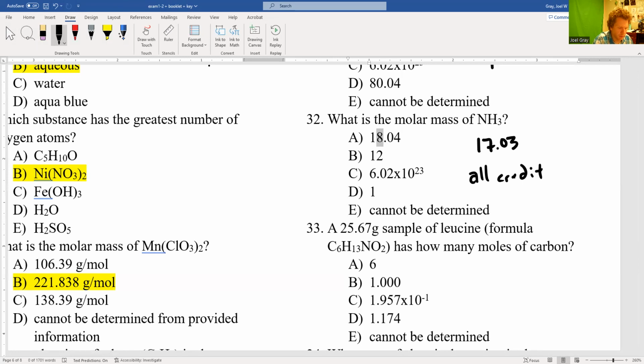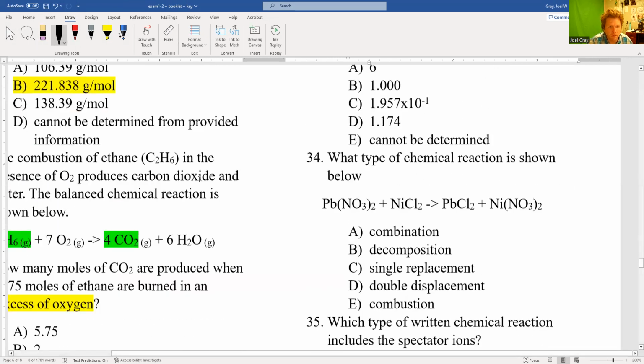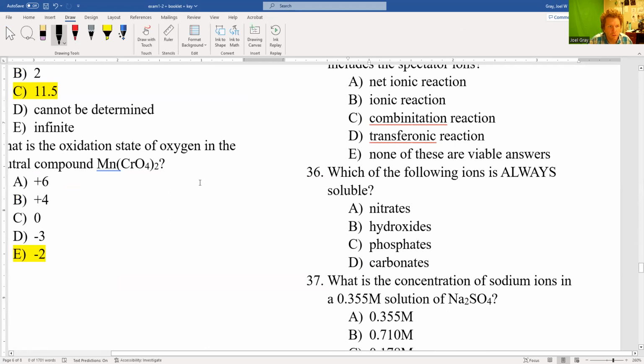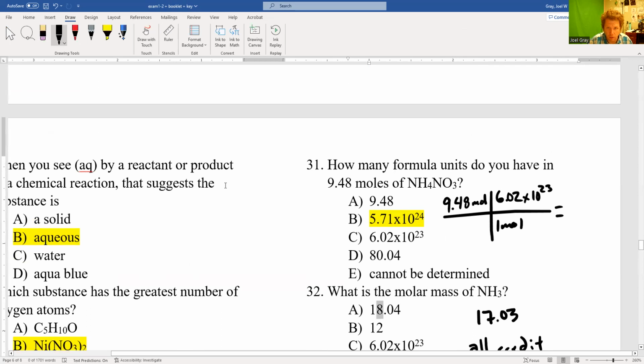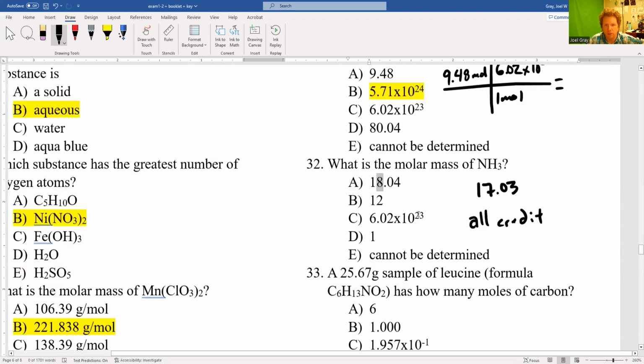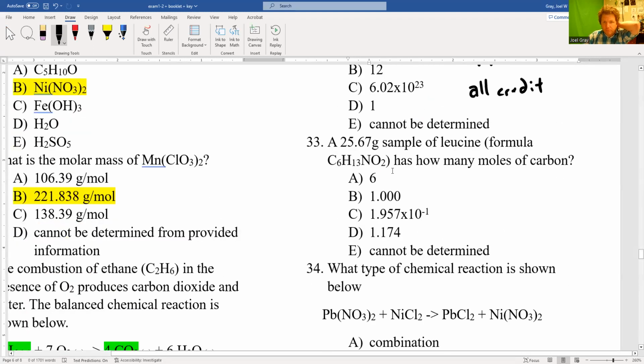I've got to keep up with my bubbling here. So what I have is that one. 30, I'm leaving blank. 31 is B. 32, I'm leaving blank. 33.